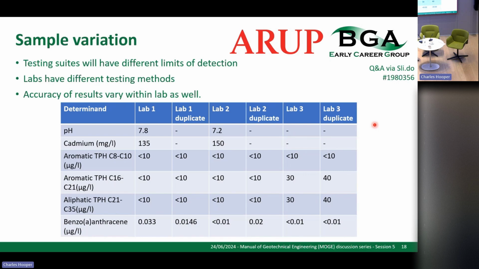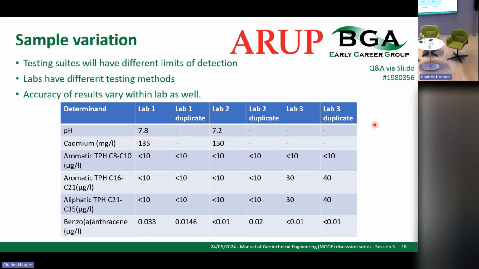Something else, talking about labs: every lab has slightly different methodologies, slightly different limits of detection, and slightly different accuracies. Here we have an example of some recent work where we had some issues with fairly random concentrations of PAHs appearing in a certain set of water. So we took 6 samples from the same well, at the same time, and sent them off to 3 different labs. So each lab effectively has 2 duplicates.